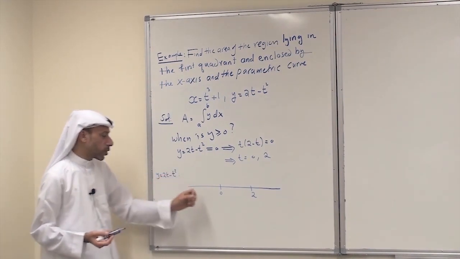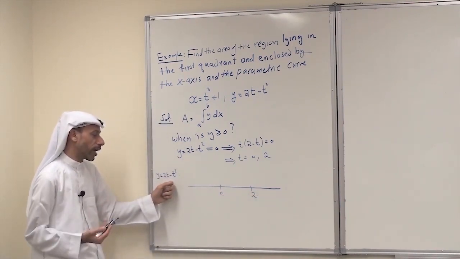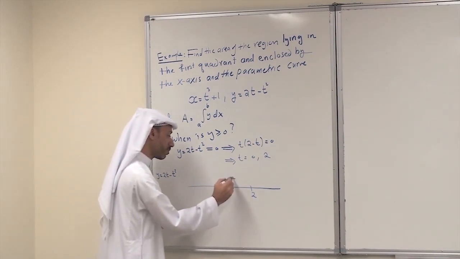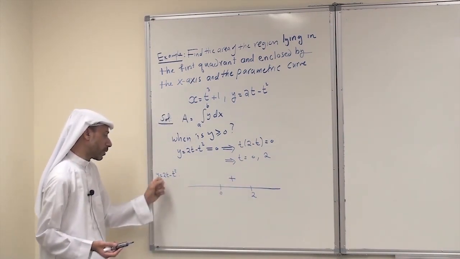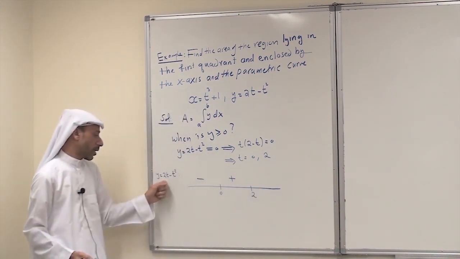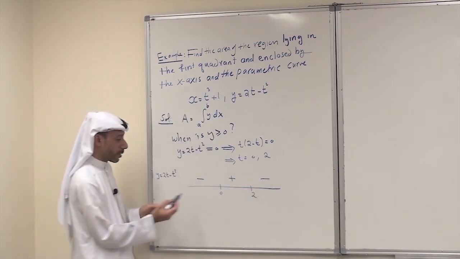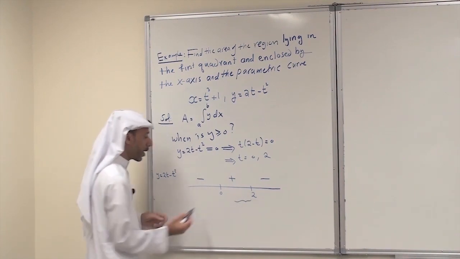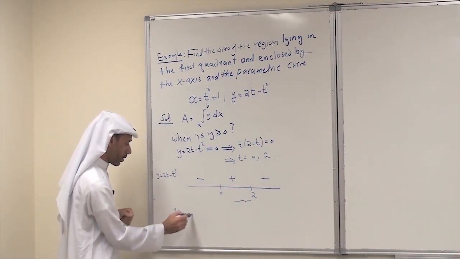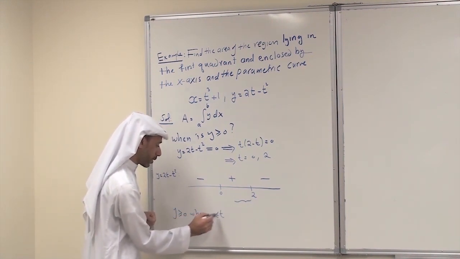To check the sign, I have to take a test value in each interval, substitute, and find the sign. So if I take t equals 1, I get positive. If I take t equals minus 1, I get negative. If I take t equals 3, I get negative. So now I notice that really y is positive when t is between 0 and 2.